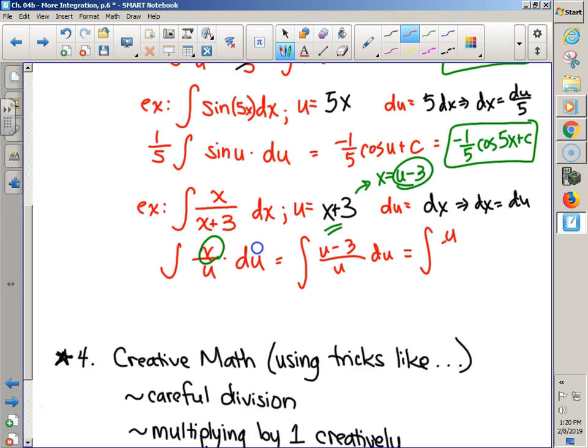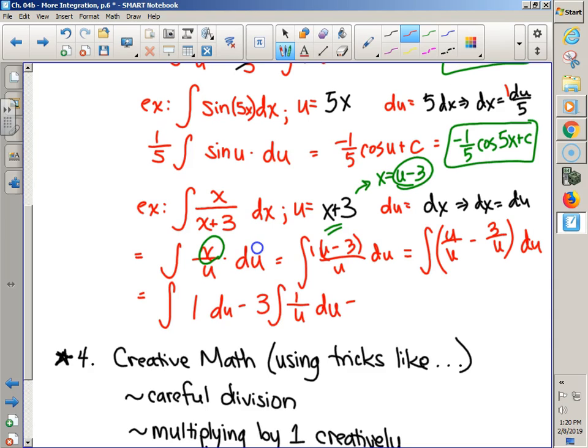One way of doing it is distributing the division. Another way is making it u to the negative 1 and distributing. Another way is making this an understood 1 over u, like 1 over 5, bringing the 1 over u up and saying boop, boop. Either way, u over u ends up being 1. Minus, well, I guess you could split it up this way if it helps some of you: the integral of 1 du minus, you could pull out the 3, integral of 1 over u du. What's the integral of 1? u, du.